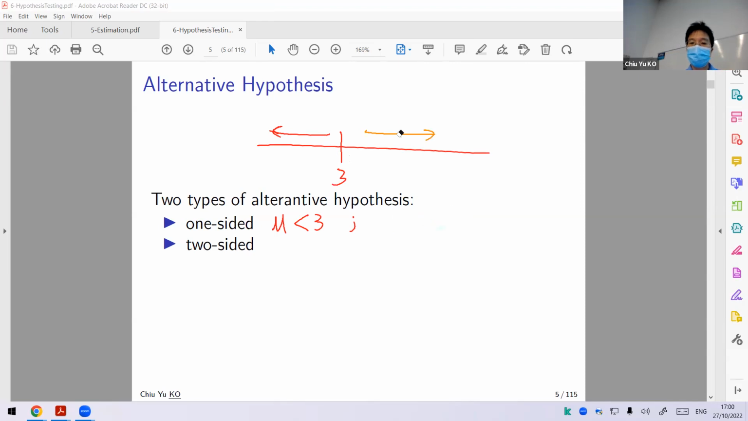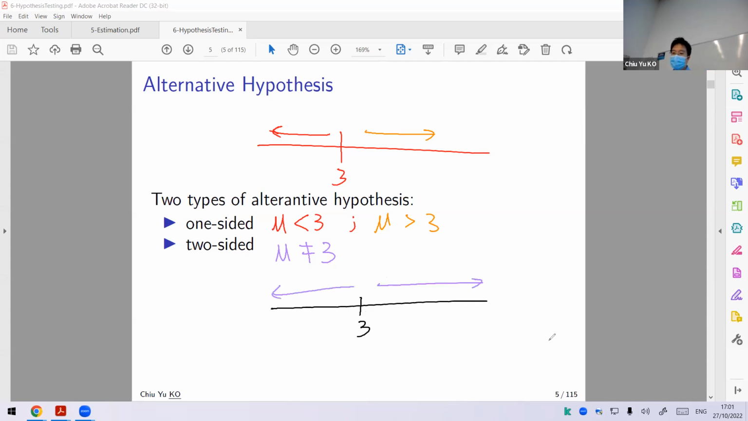So that is the idea, right? Bigger than some number, smaller than some number: one-sided. And two-sided means something like mu not equal to 3. Why two-sided? Because 3 is here, and you talk about this side and this side, both sides. If going to an extreme either way is also valid, then it's two-sided. So that is the difference.